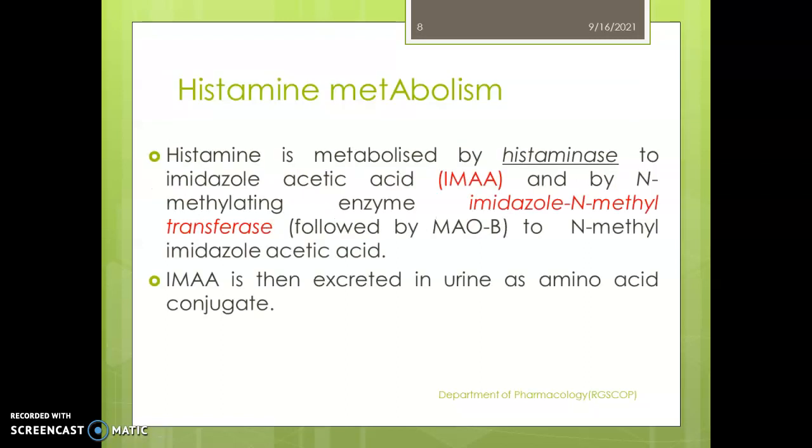Now next we will see the histamine metabolism. Histamine is metabolized by histaminase to imidazole acetic acid, and by the N-methylating enzyme imidazole N-methyltransferase, followed by monoamine oxidase B, to N-methylimidazole acetic acid. These are very important. Imidazole acetic acid, IMAA, is then excreted in urine as an amino acid conjugate. So this is a simple histamine metabolism.